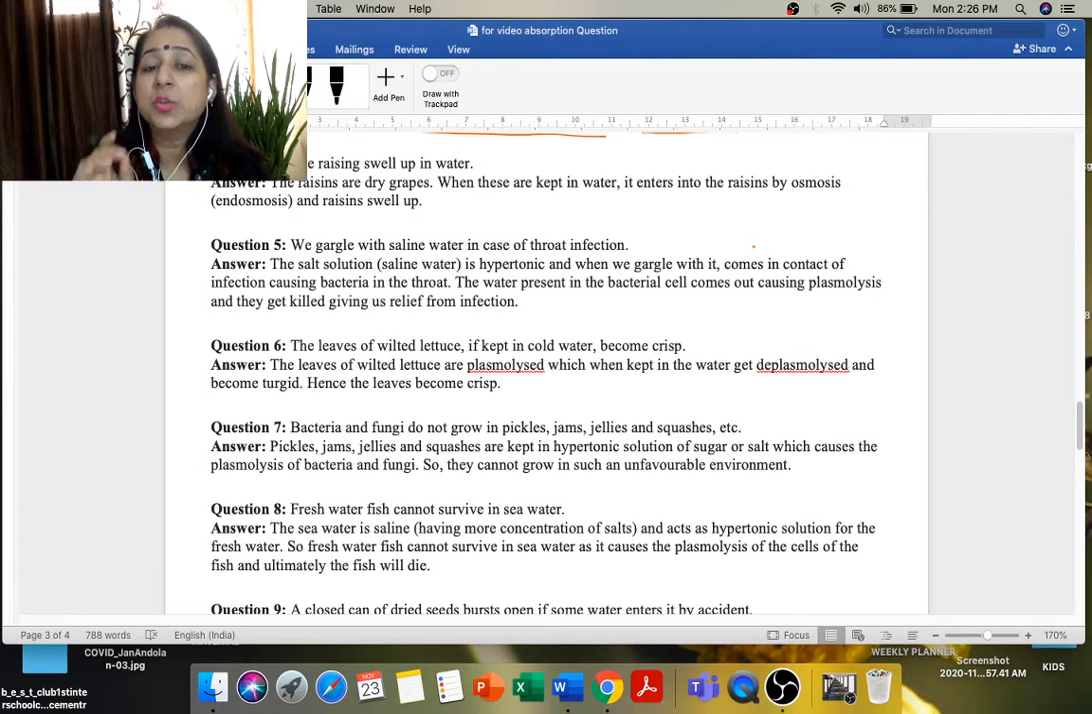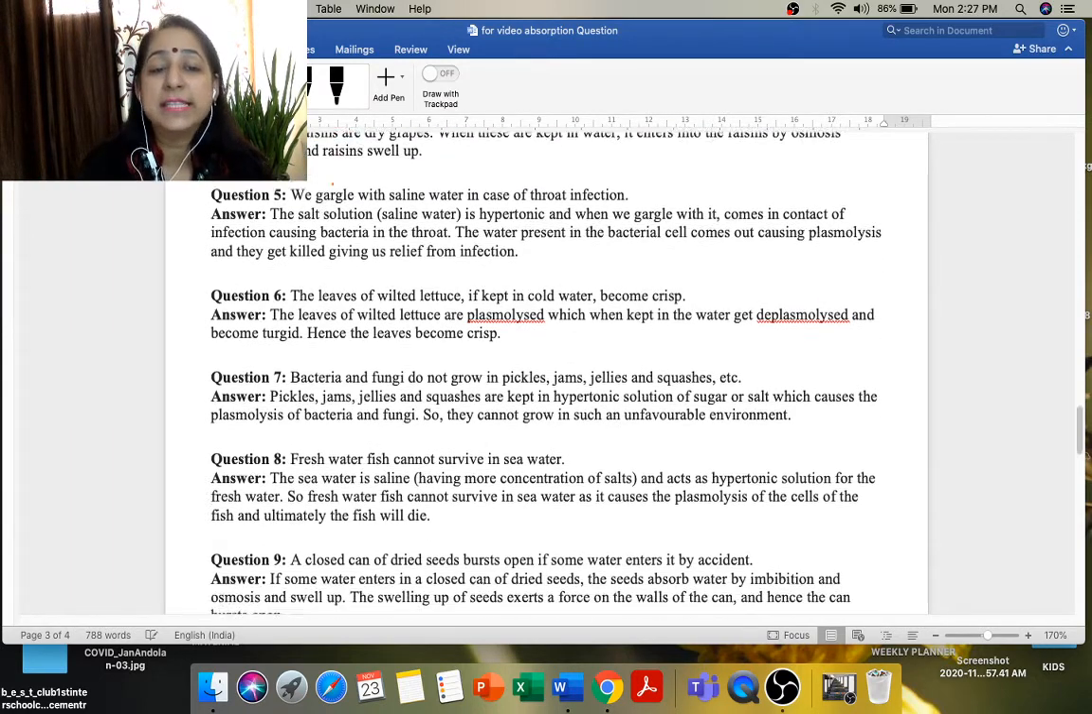The raisins swell up in water. I'm so sorry. The raisins, they swell up in water. The raisins are just dried grapes. When kept in water, they take up water by the process of osmosis and they swell up.